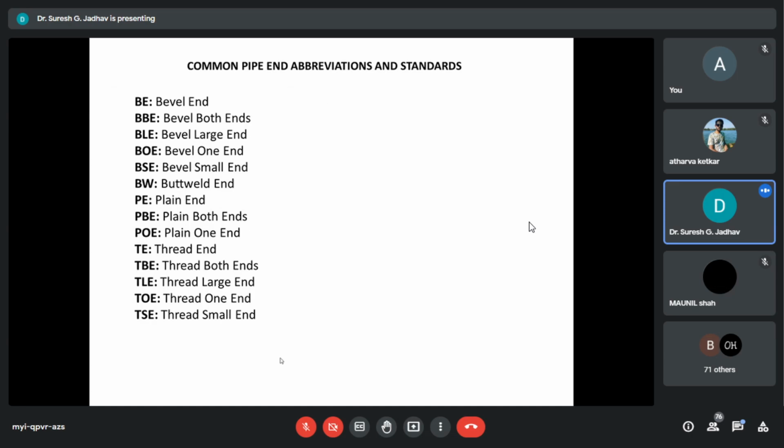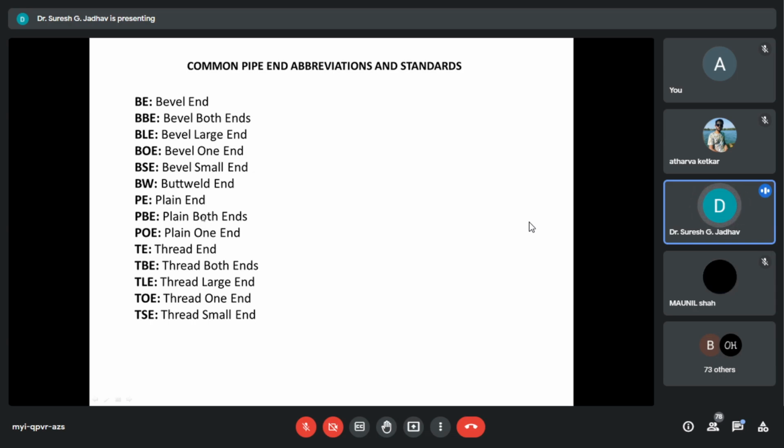Now these are the common pipe abbreviations and standards. In standards, refer to ASME B31.3 for piping engineering and process engineering. In industry, some common abbreviations are used for the pipe ends. B stands for bevel end, and next, BBE stands for bevel both ends.